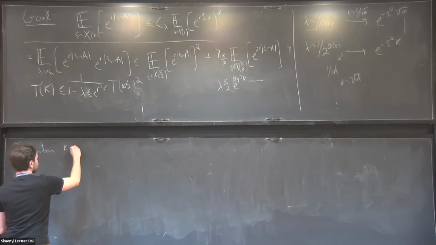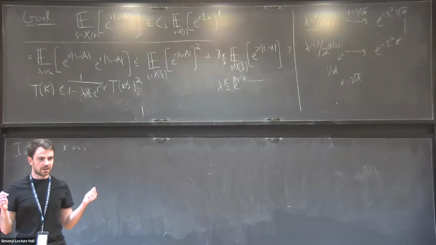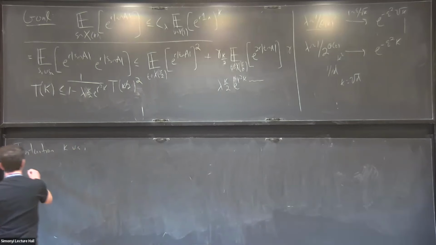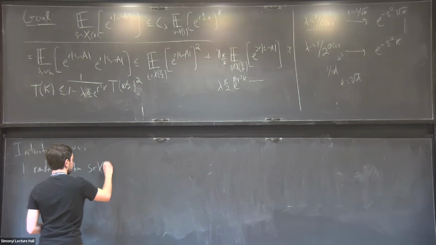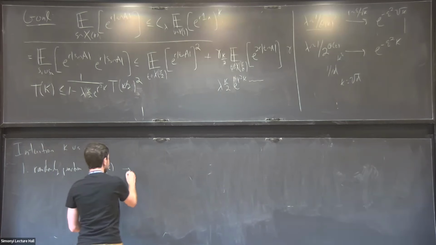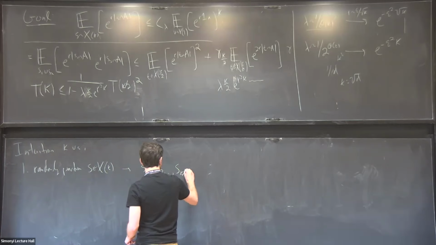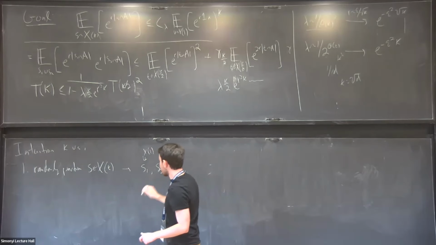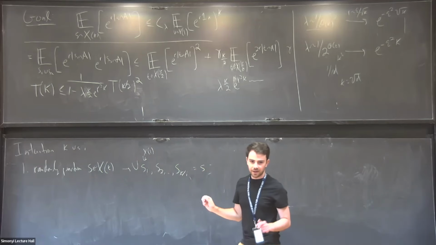Intuition for the K versus I bound. The intuition is really what I said at the beginning: instead of looking at all possible I-sized subsets of a K set, I'm going to randomly partition my k set S in X_k into S1, S2, up to S_{k/I}, where these are all I-sized subsets. These are all elements of X_I, and their union is S. So I'm going to look at this.